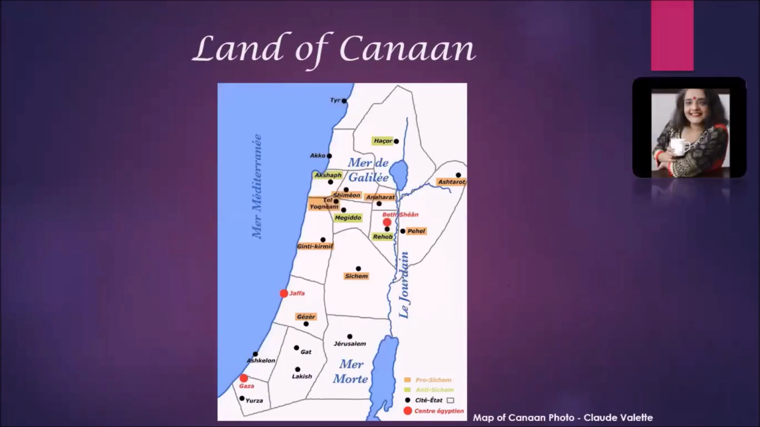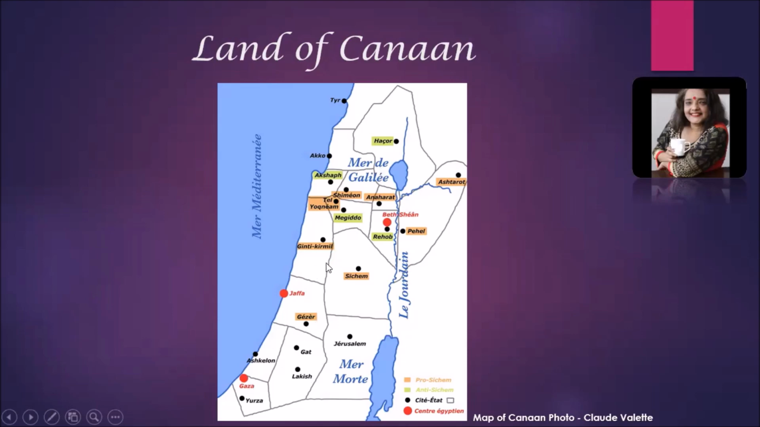So, we will have a look at the map here. You can see that Canaan existed on both sides of River Jordan and along the coast of Mediterranean Sea, and it stretched up to the Dead Sea here. And here is Jerusalem, and you can see if this is Jerusalem, then Beersheba would be somewhere here. And so this is the extent of Canaan.